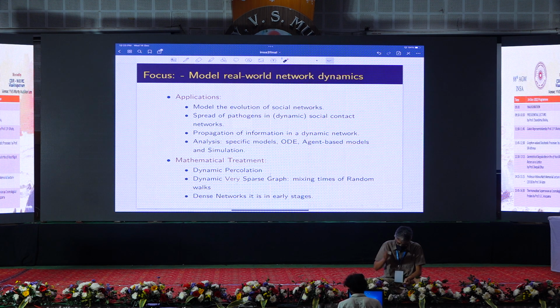The mathematical theory is very, very nascent in the dense graph regime. In the sparse graph regime, there are lots of developments. There are many techniques to understand them.